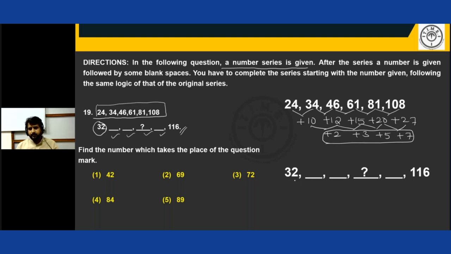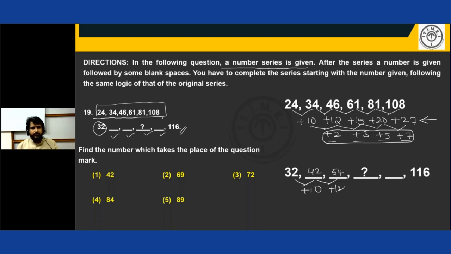So what should be first? Plus 10. So 32 plus 10, 42. And what will be next? Plus 12. Same logic. When we are applying this logic, the difference of the differences are consecutive prime numbers. So not an issue. So 42 plus 12, 54.